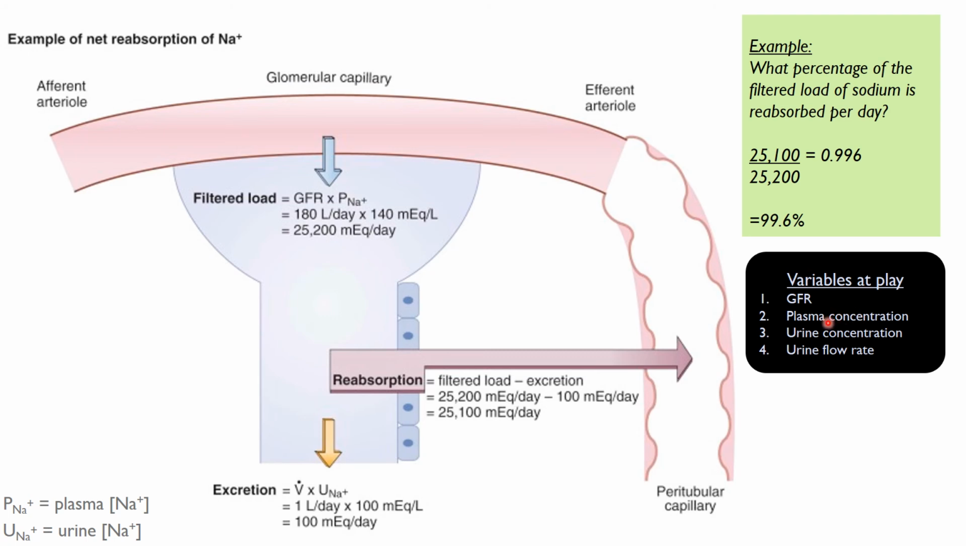Keep in mind that there are a number of variables at play in order to calculate any of these things. If you're missing one of those and you have the other variables, you can solve for them based on these relationships. Variables at play here are the glomerular filtration rate, the plasma concentration of sodium, or whatever it is you want to measure, the urine flow rate, and the urine concentration of whatever it is that you're wanting to measure. So play with these numbers, make sure you can solve for the other values given 3 of the 4 variables.